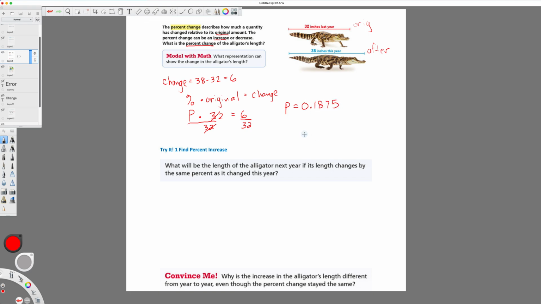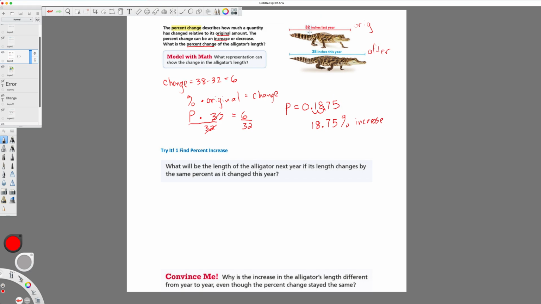0.1875. But remember, that is the decimal form of the percent. So if I bump this over 2 places, the percent increase is 18.75%, and I'm just going to add the word increase there. I didn't do any calculations to figure out that it was an increase. I just knew that it went up. Don't make a big deal out of that, certainly. So that alligator's growth rate is 18.75% increase when it went from 32 to 38.